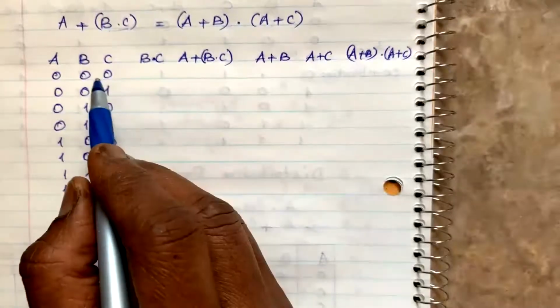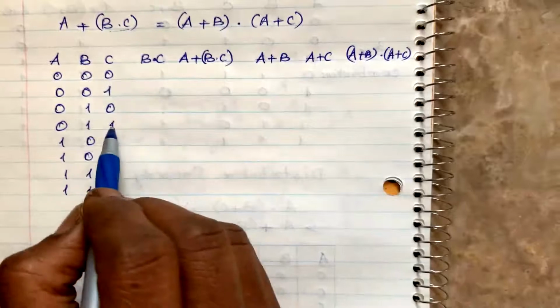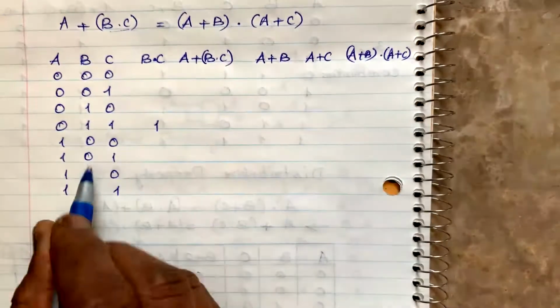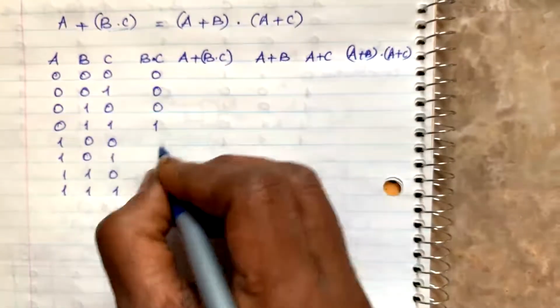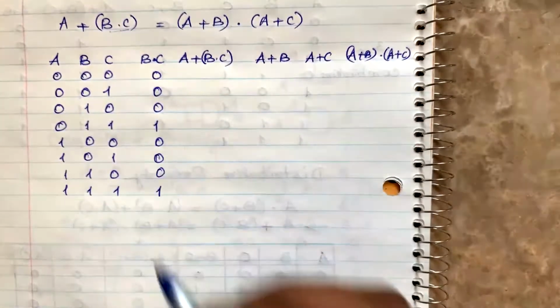Now for B dot C, you should look for both ones. Here it is both ones. Here they are both ones. All others have some zeros here and there, so 0.